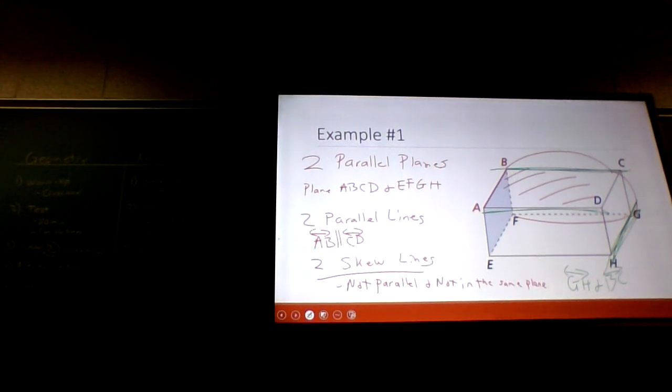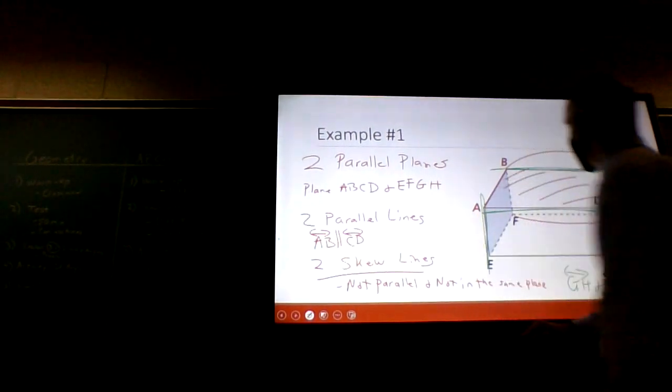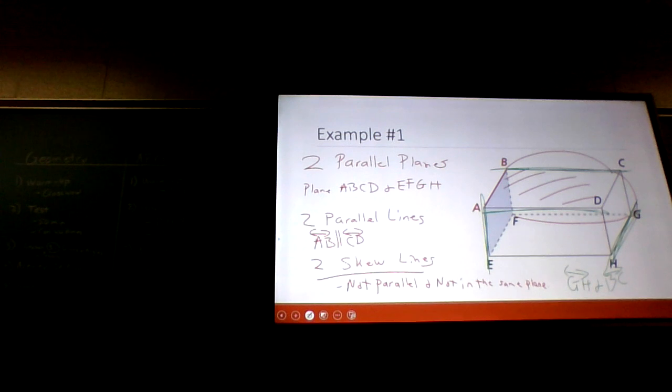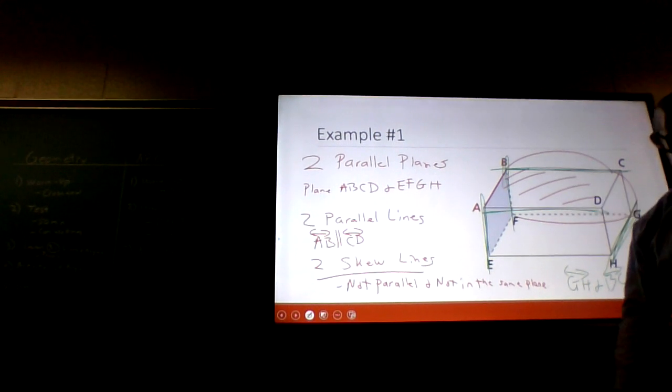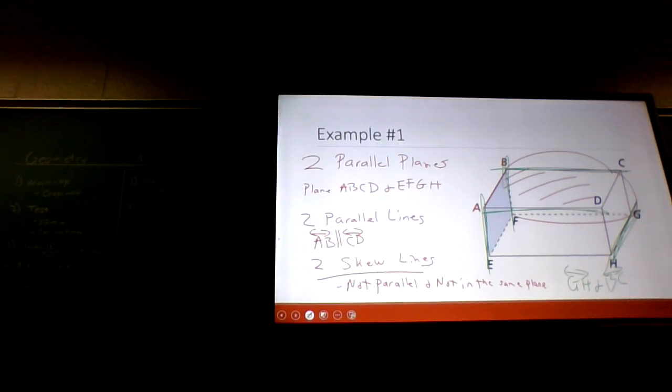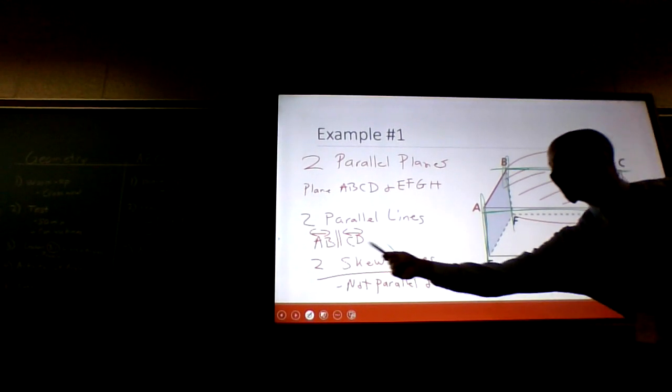Thomas? A what? A-E. A-E. Yes, A-E will work, correct. Good job, sir. So this one right here, that'll work. Liliana? BF. That's the other one. You got it. Okay, so did we learn something about the word skew?